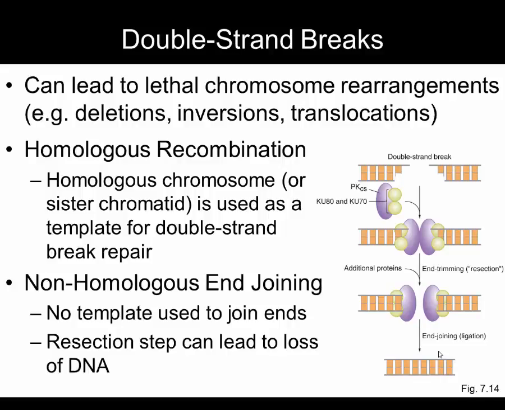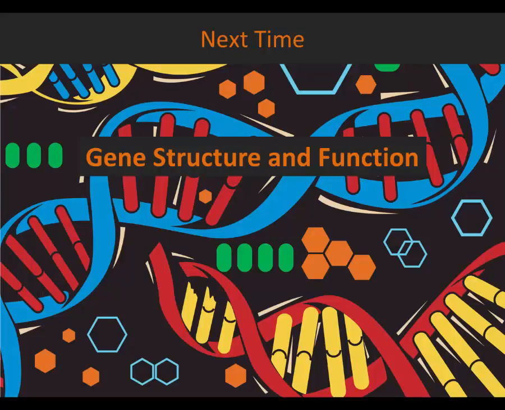Another system is called non-homologous end joining. This system doesn't use a template, but simply brings the two ends together. This can be a problem if there are multiple breaks and the wrong ends are joined. Additionally, there's a resection or end trimming step that can lead to small deletions even when there's only one double-strand break. That does it for the causes of mutations and their repair.